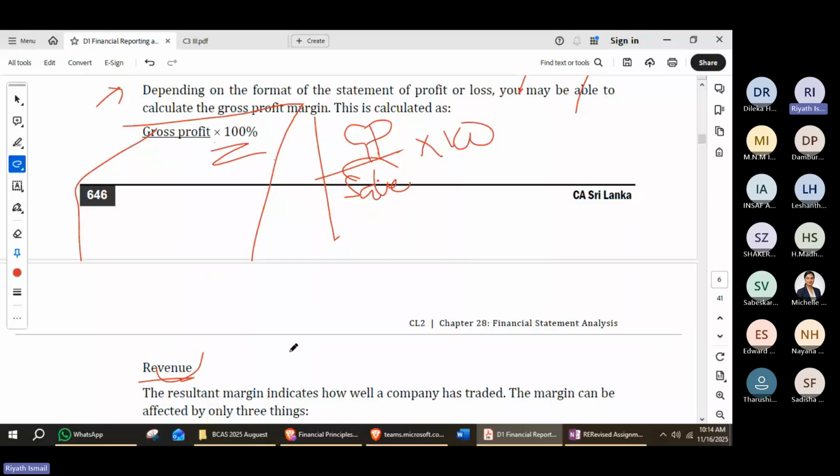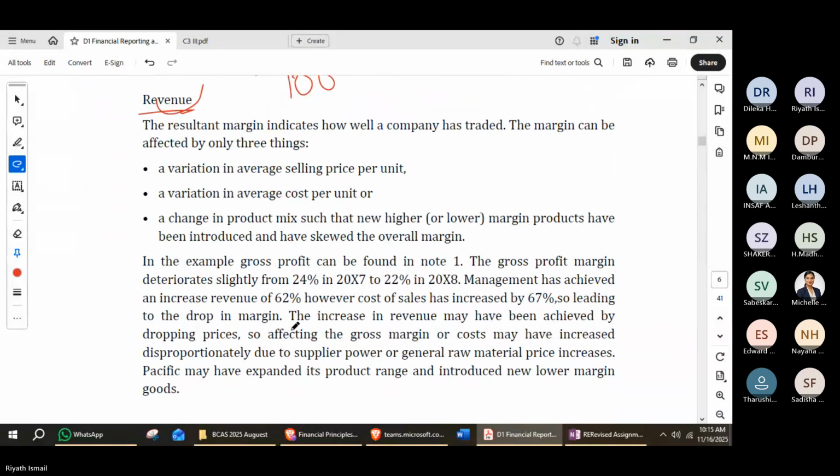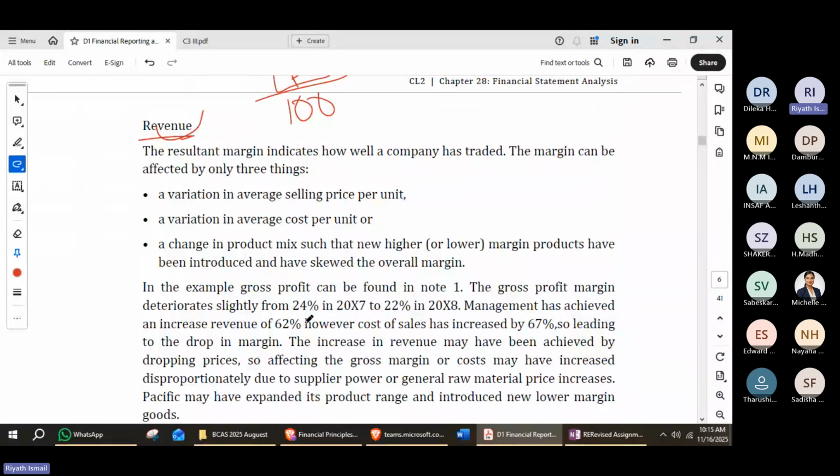It means for each 100 rupees of sales, how much profit. So that is the thing, right? This sentence is important, this text block is important. By just looking at the ratio, you couldn't get insights. So there are a lot of reasons.